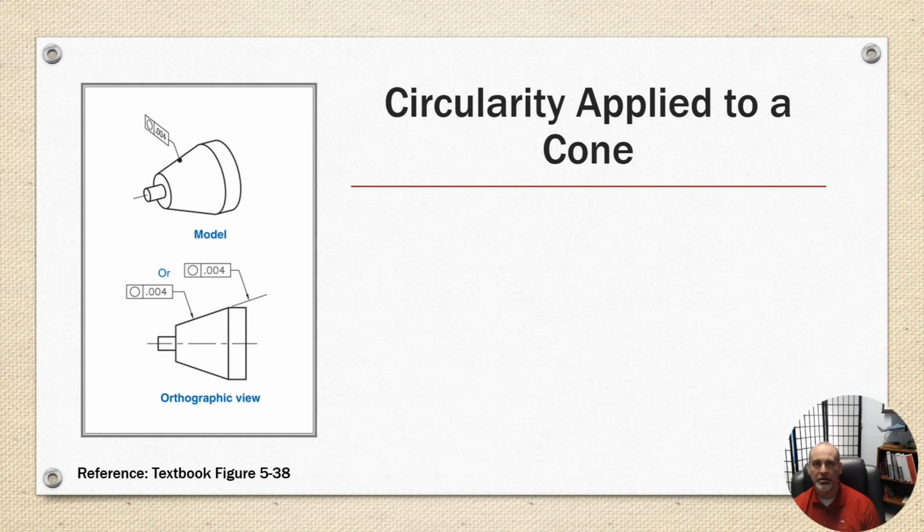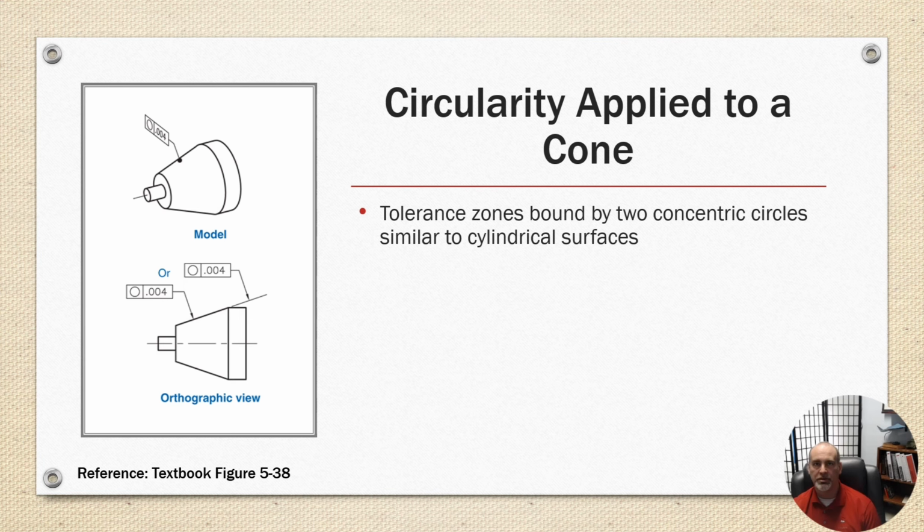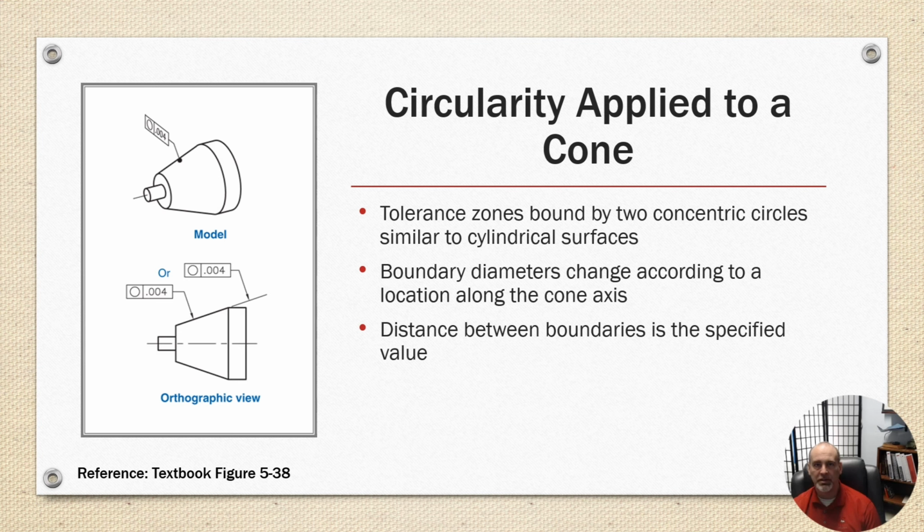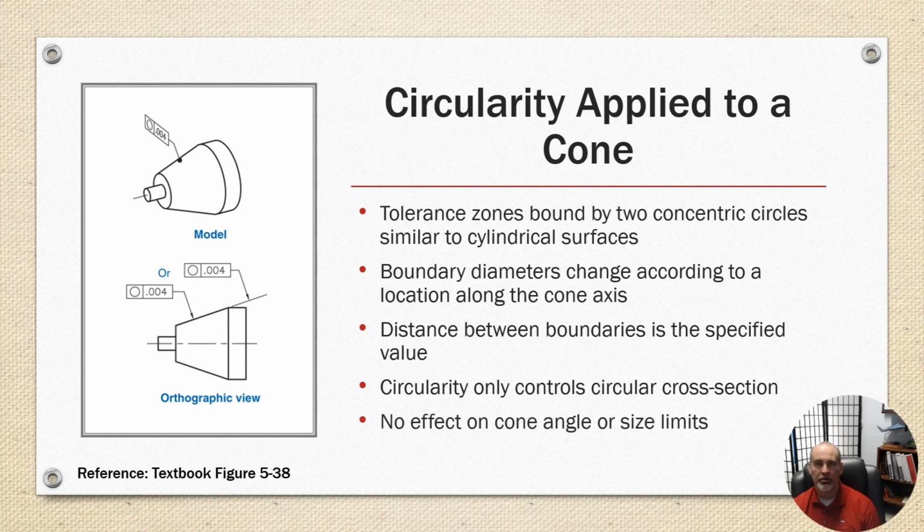Circularity applied to a cone. The tolerance zone is bounded by two concentric circles, similar to cylindrical surfaces. The boundary diameters change according to the location on the cone axis, and the distance between the boundaries is a specified value. Circularity only controls the circular cross-section, with no effect on cone angle or size limits. The feature control frame is attached with a leader.